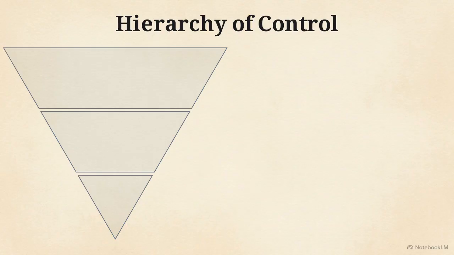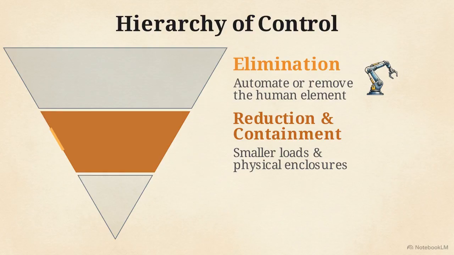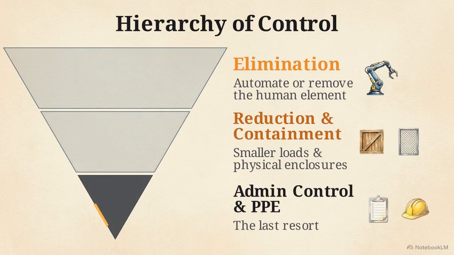Use the hierarchy of control, which acts as a top-down funnel for problem solving. The highest priority is elimination. Can you automate the task or remove the human element from the hazard entirely? If elimination is impossible, move to reduction and containment, breaking loads into smaller boxes or building enclosures around machinery. The bottom tier is administrative control and personal protective equipment.